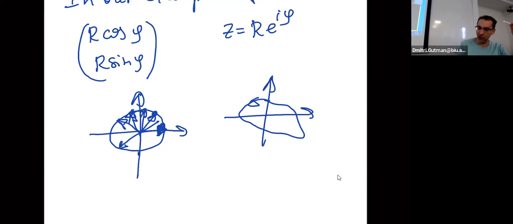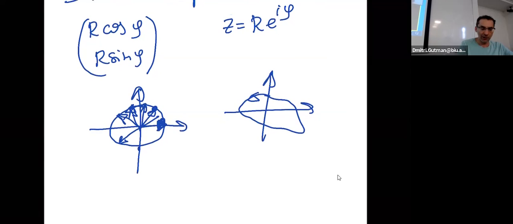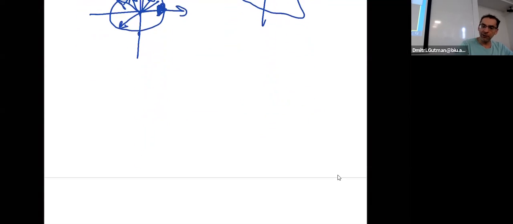So the change of the argument on the closed loop, on the closed trajectory, simply denotes the number of times the vector turns around the origin. So in our example before, the number of times was 1.